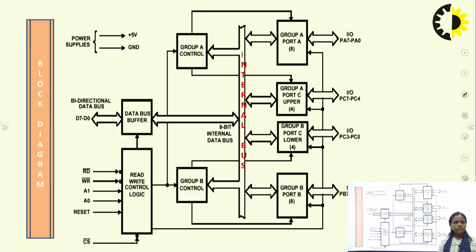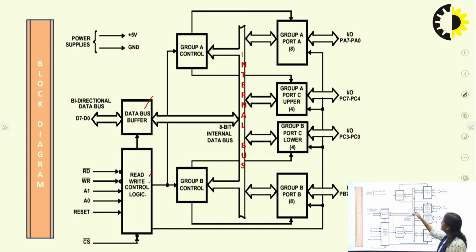Now, coming to the block diagram of 8255, here we can see the first block is the data bus buffer. Through the data bus buffer, the bidirectional data buses are connected. Then we have the read write control logic. All the control signals are given here, that is read, write, A1, A0, reset, chip select. All these signals are connected here.